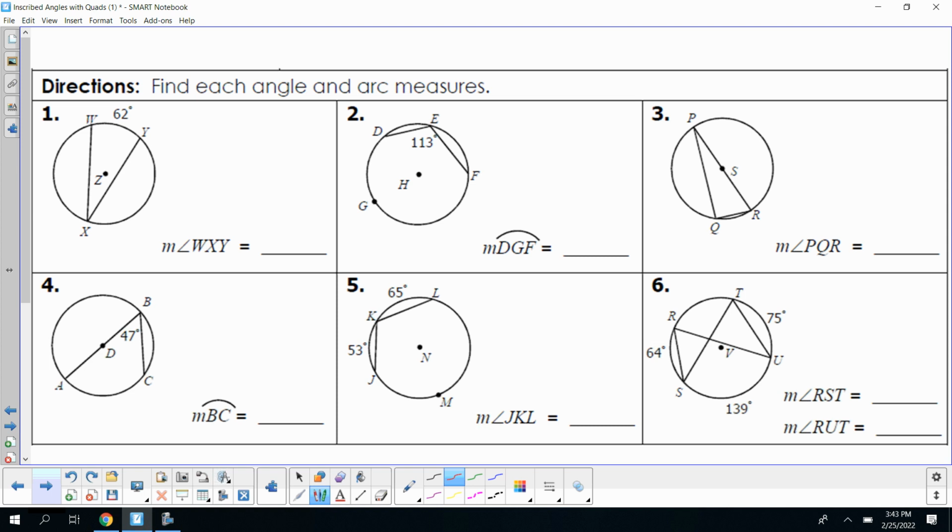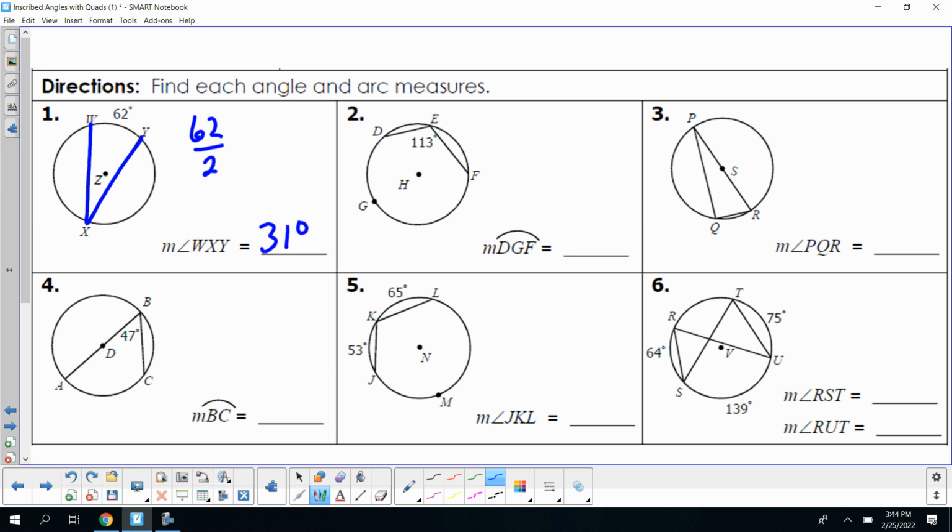All right, using these rules, let's look at some examples. For number one, we have the arc WY, which is 62 degrees, and they want us to find the measurement of WXY. So I know that WXY is going to be half of the arc WY. So 62 divided by 2 is 31 degrees.